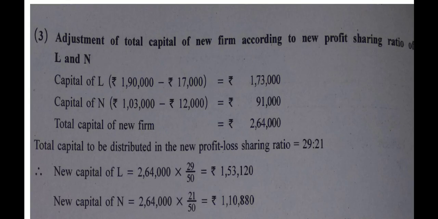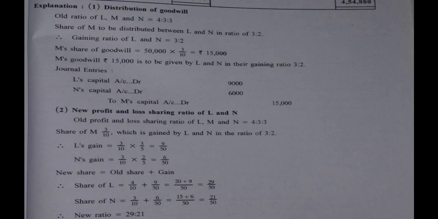Yes, here you can see the capital of N earlier was 91,000 and the new capital is 1,10,880. Again the amount of difference is 19,880. This means the partner is supposed to bring 19,880 because his capital was 91,000. Now it is 1,10,880. Alright, and hence the amount has been transferred to current account as per the instructions of adjustment number 6. Okay, so this was the new adjustment.